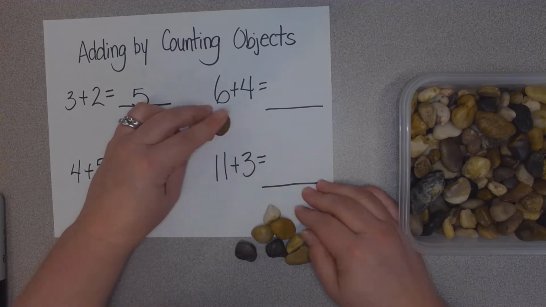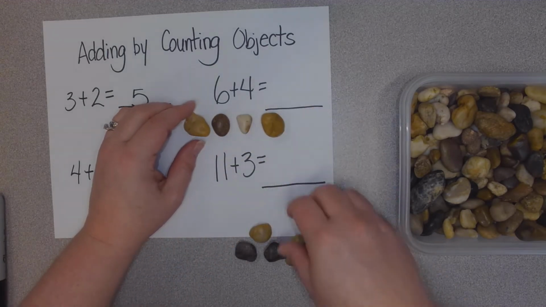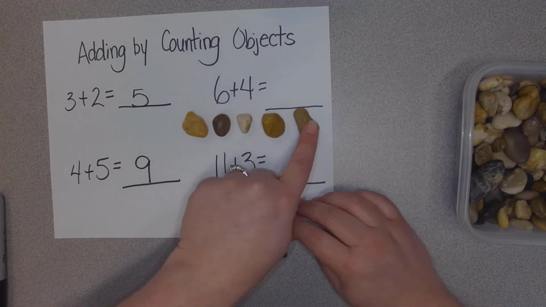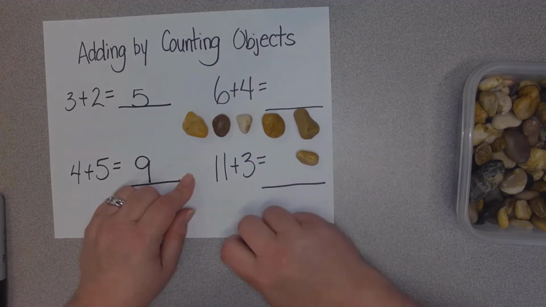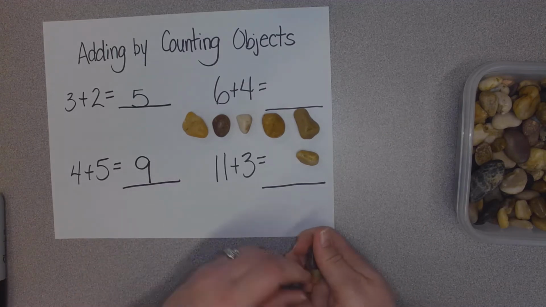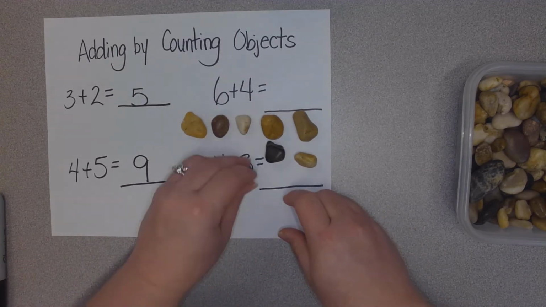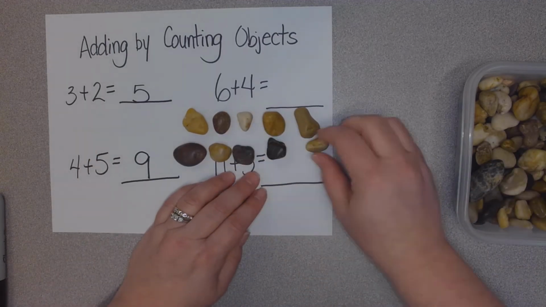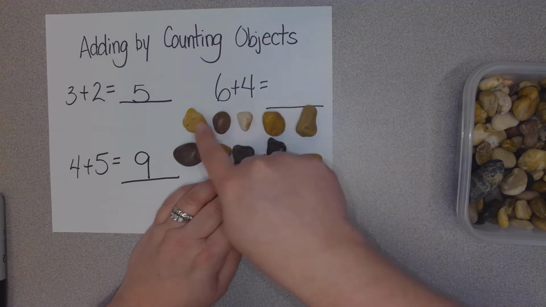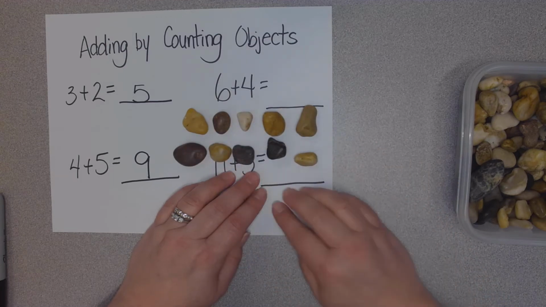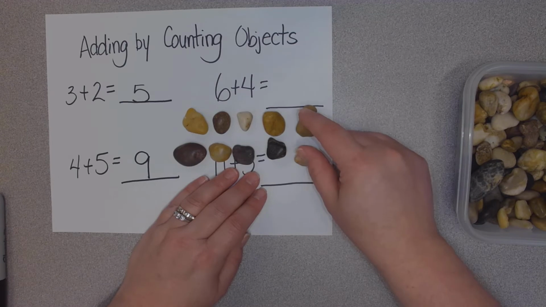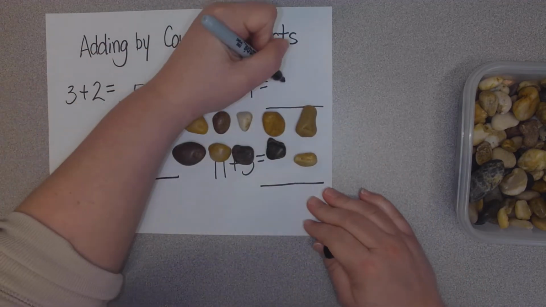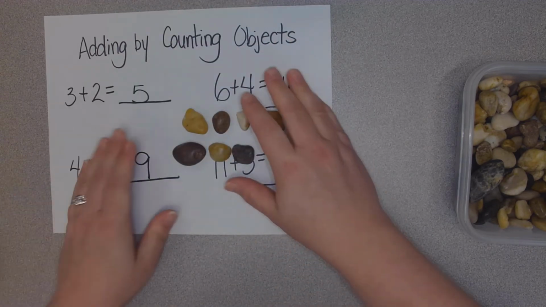6 and 4. Now right away my brain goes to 10 friends. However, we are learning counting objects, so we're going to do that one. 2, 3, 4, 5, 6. Okay. And then another 4. 1, 2, 3, 4. This reminds me very much of a 10 frame. Is my 10 frame going to be full? Let's count by 2s. 2, 4, 6, 8, 10. Yes, it is. My 10 frame will be full.